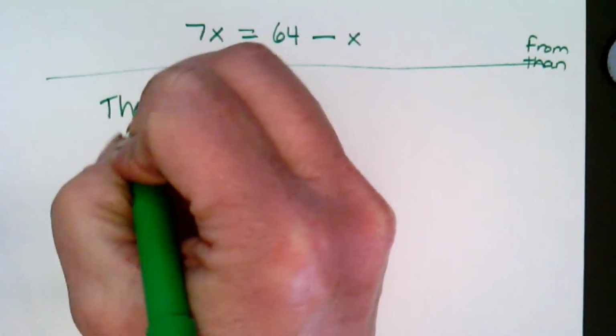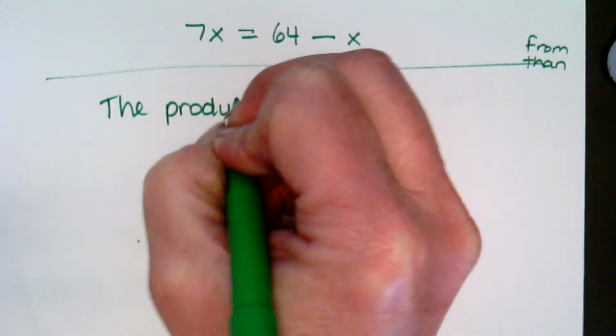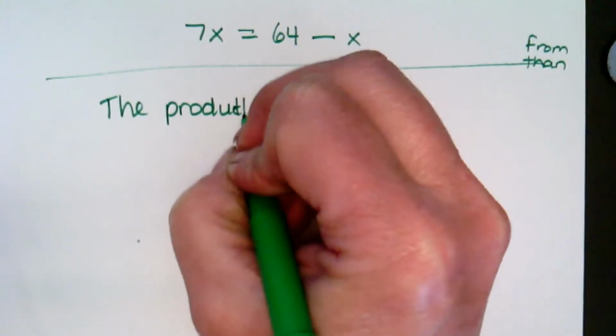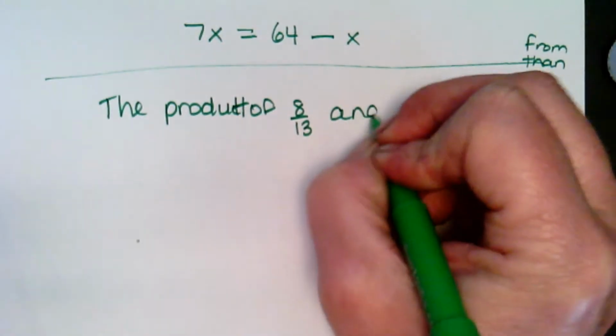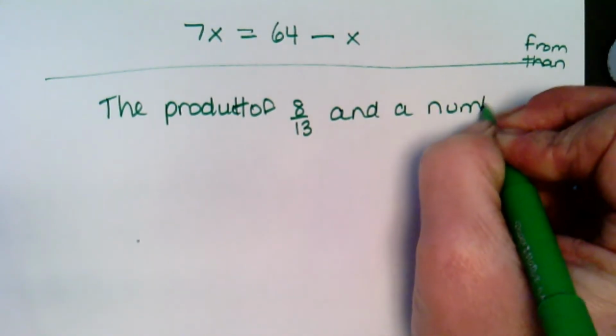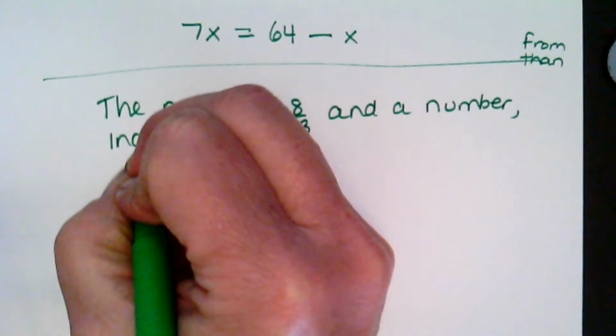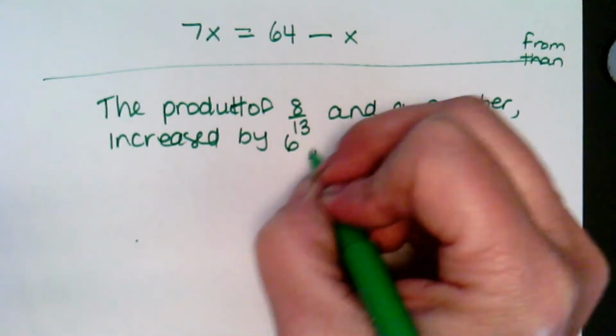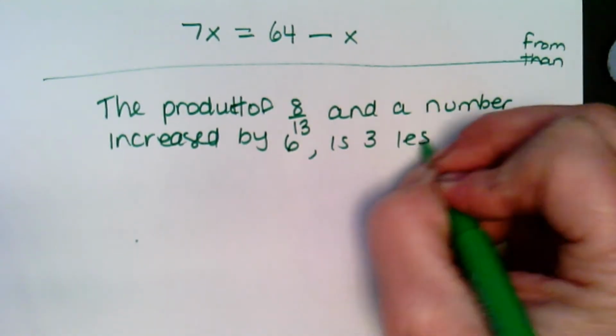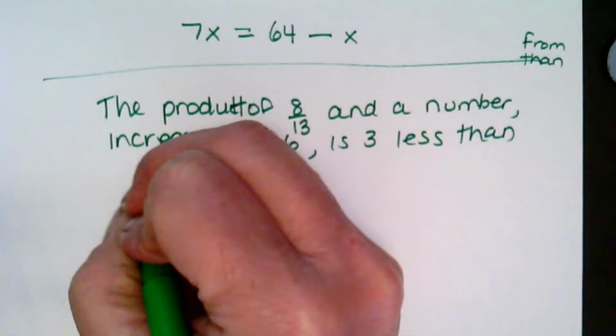Alright, so the product of 8 13s and a number increased by 6 is 3 less than a number.